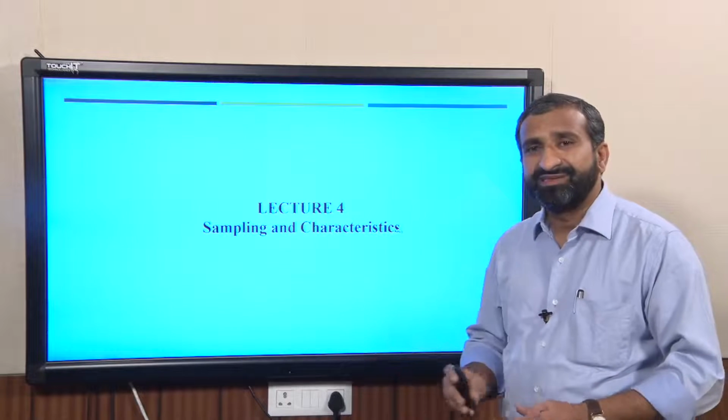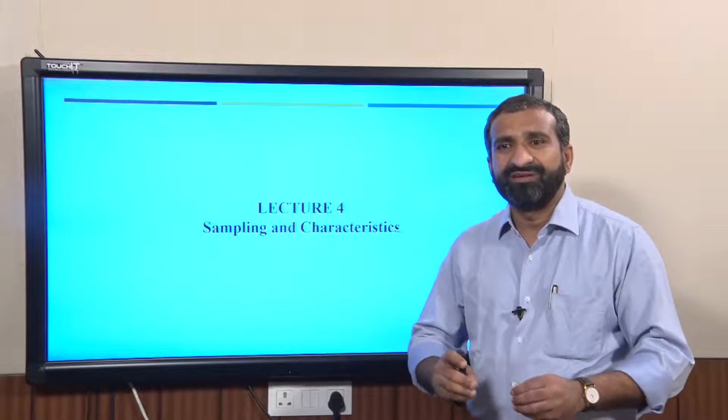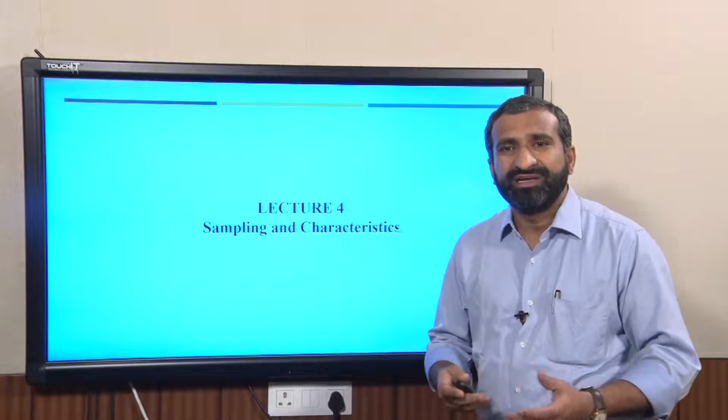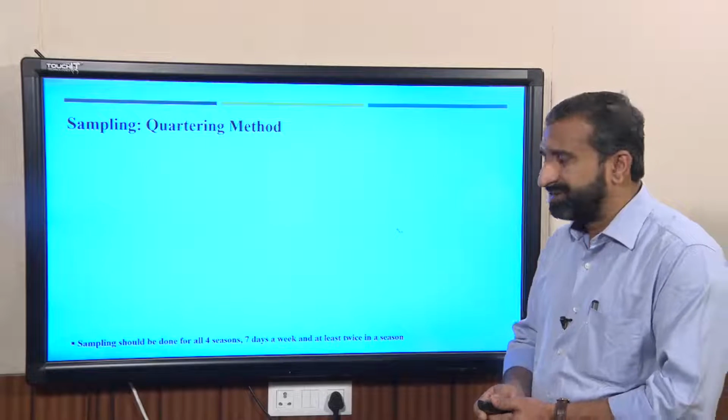But solid waste is a highly heterogeneous waste, so it is very difficult for sampling as well as characterization. Normally we do sampling by the quartering method. This method is given by NEERI, the National Environmental Engineering Research Institute, Nagpur. Normally sampling should be done in all 4 seasons of the entire year.